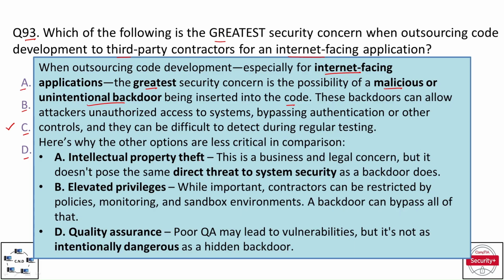Option A, intellectual property theft, is a business and legal concern, but it does not pose the same direct threat to system security as a backdoor does. Option B, elevated privileges. While important, contractors can be restricted by policies, monitoring, and sandbox environments. A backdoor can bypass all of that. And option D, quality assurance. Poor quality assurance may lead to vulnerabilities, but it's not as intentionally dangerous as a hidden backdoor.